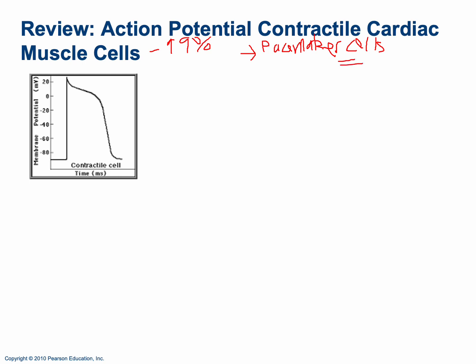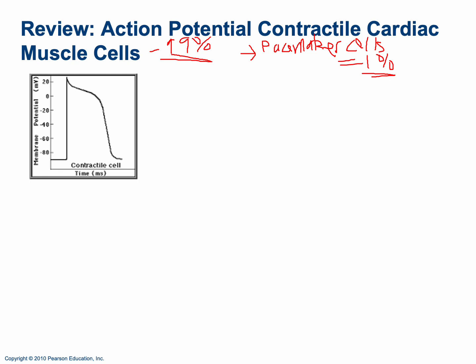And they make up roughly 1% of the cell type in your heart. Okay? So the contractile cardiac muscle cells make up 99% of the cell type in your heart. Pacemaker cells make up 1% of the cell type in your heart.